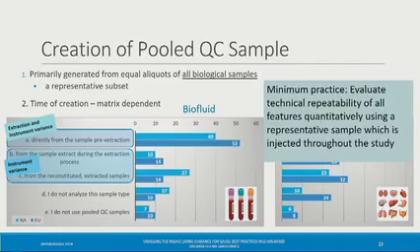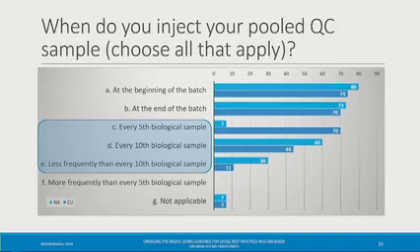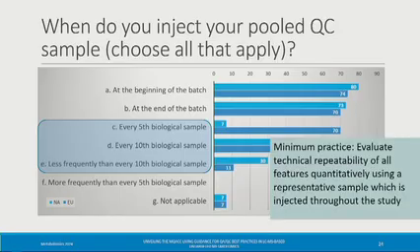The proposed minimum practice is to evaluate the technical repeatability of all features quantitatively using a representative sample which is injected throughout the study. When to inject the pool QC samples? When asked the community, the majority were injecting them between the 5th and the 10th biological sample, and the minimum practice is the same one.